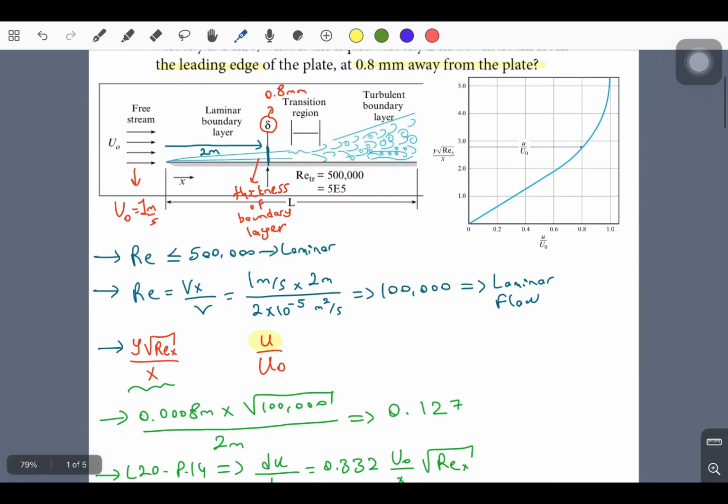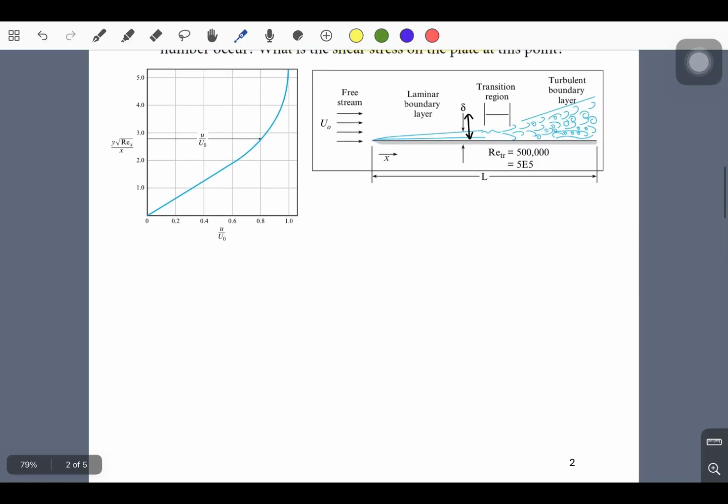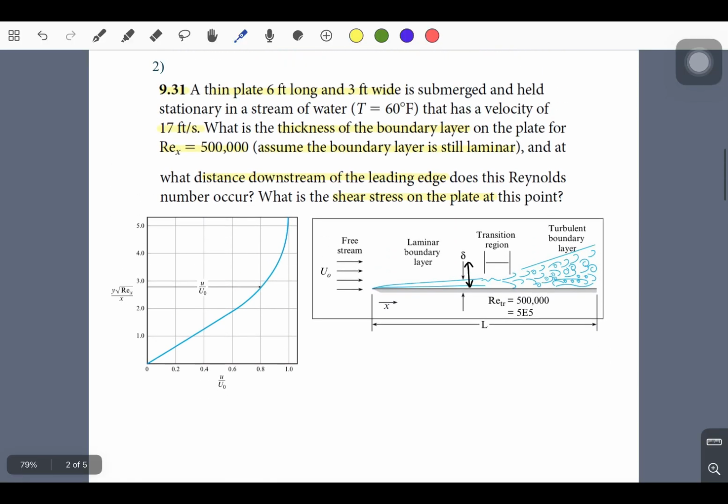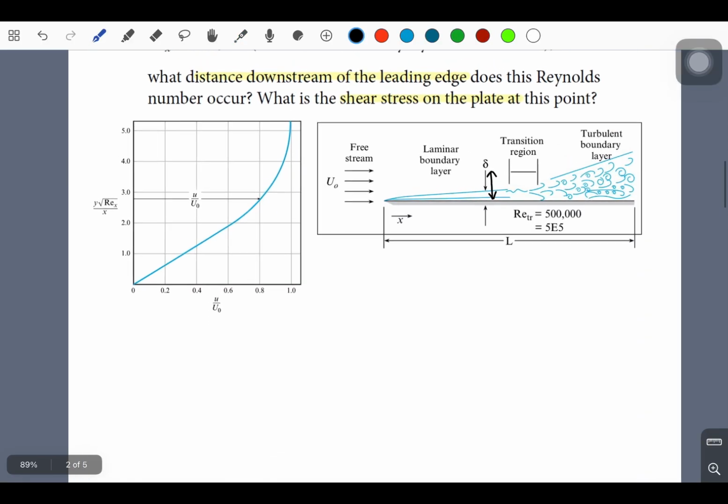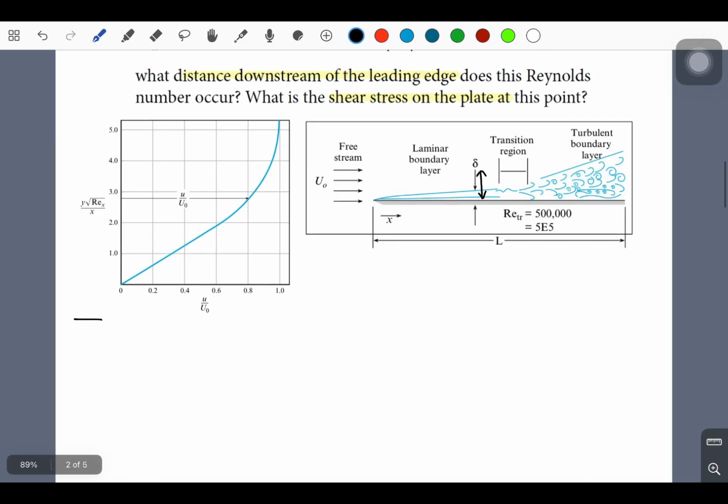So differently from the previous question, in the previous question we were given the thickness of the boundary layer and also the distance from the leading edge. But this time we have the Reynolds number and we are going to calculate the distance from the leading edge and the thickness of the boundary layer. So we can directly start with the Reynolds number because we already know that.